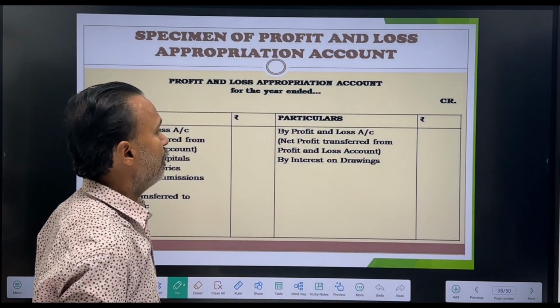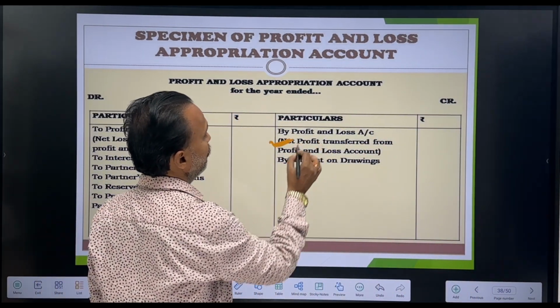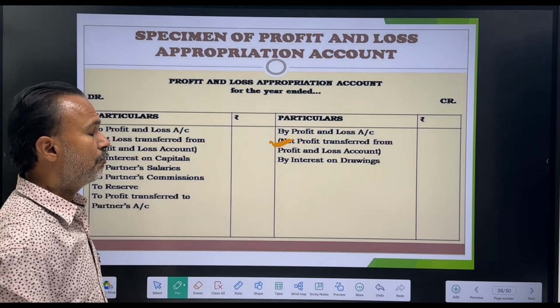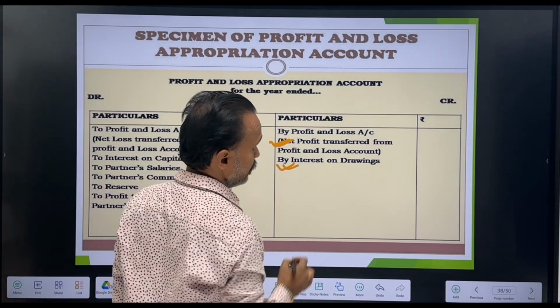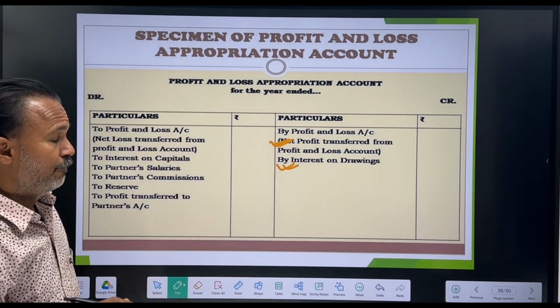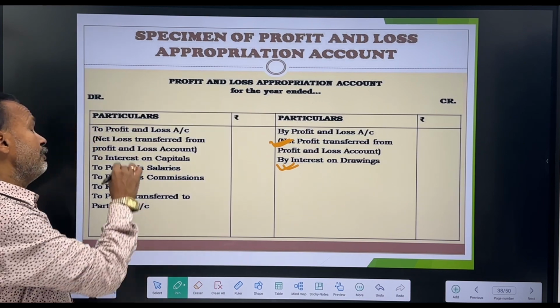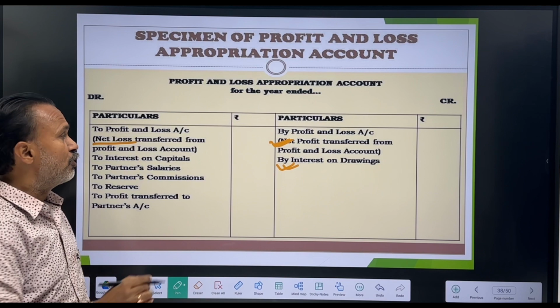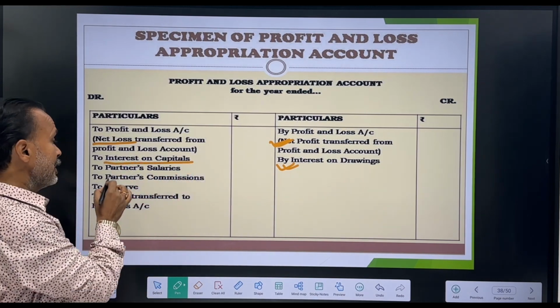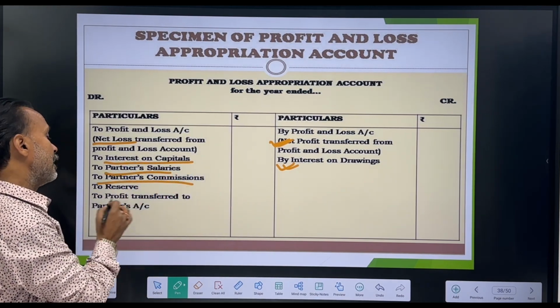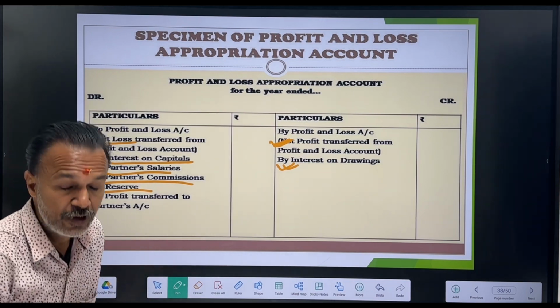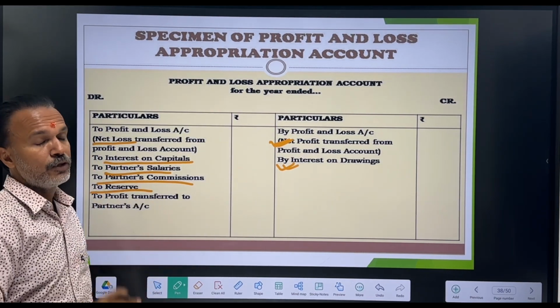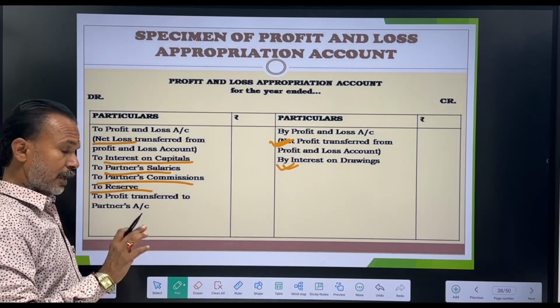First, by profit and loss, that is net profit transfer from PL account. By interest on drawing. These two things are shown in the credit side of PL appropriation account. In the debit side, we show PL net loss. Then to interest on capital, then to partner's salary, partner's commission, transfer to reserve, and balance of profit is transferred to partner's capital or current account.